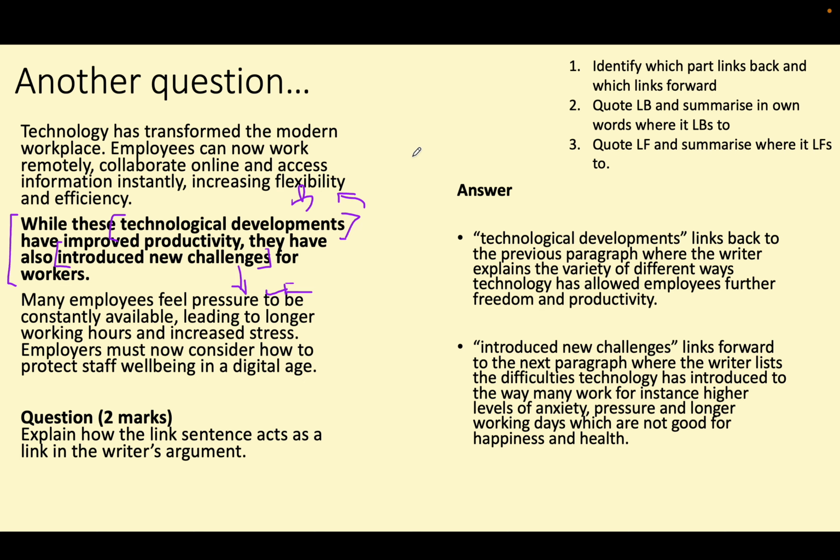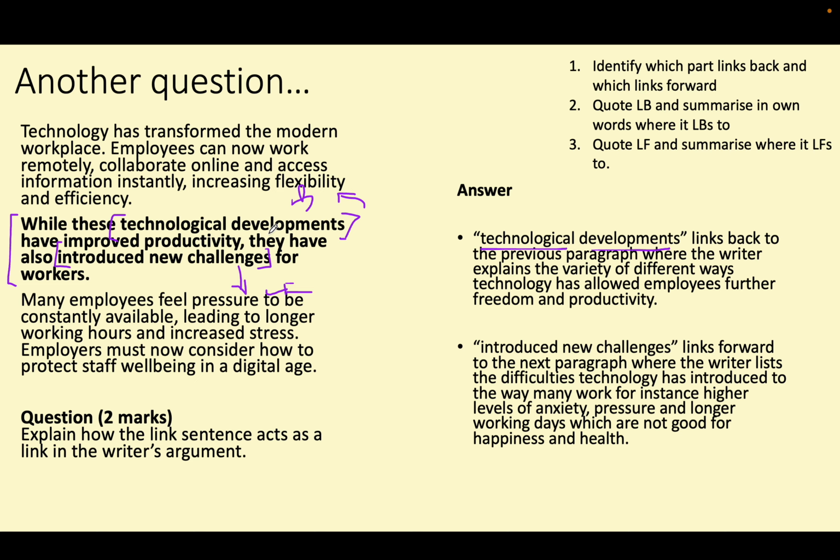Now, one thing that you might have noticed in this one is that I've actually just picked out part of the link sentence. I haven't, for instance, taken it from "while these technological developments have improved productivity," because that's just a waste. "While these" doesn't really need to be in there. The point of it is the technological developments, okay? So just find the part of it, literally the key words that form the link back and the key words that form the link forward.